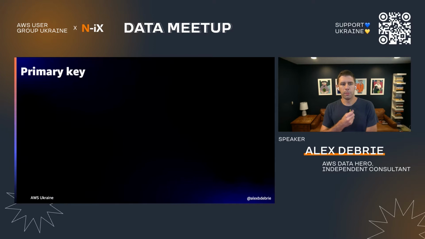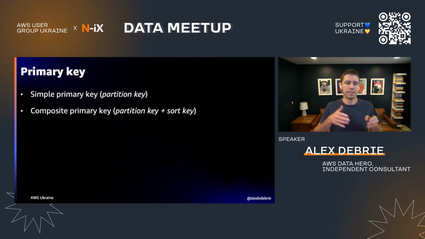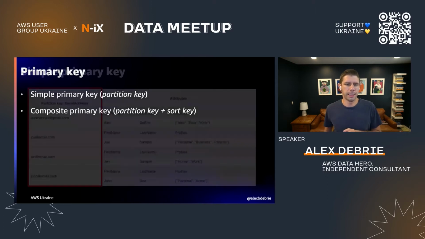I want to talk a little bit more about the primary key because it's super important to how Dynamo works. So there are actually two types of primary keys. Again, these are declared on your table when you create that table. The first type is what's called a simple primary key, and this has one element called a partition key. And the second type is a composite primary key, which has two elements, partition key and a sort key.